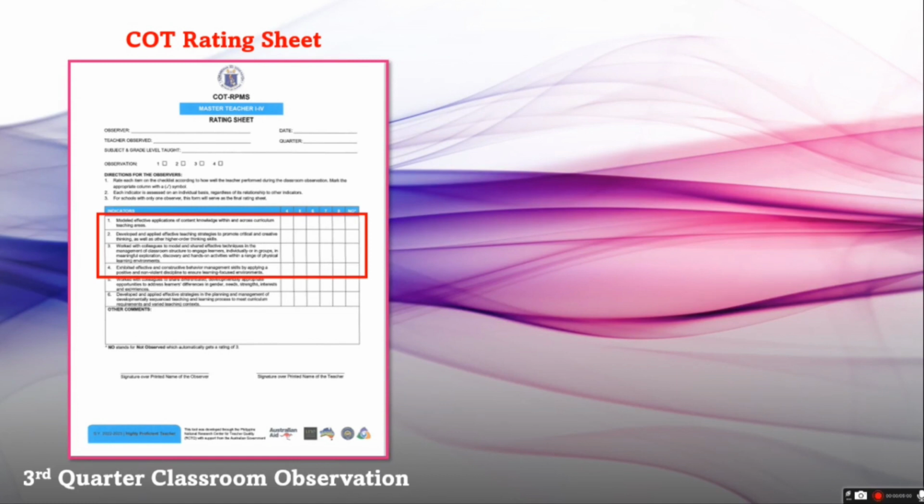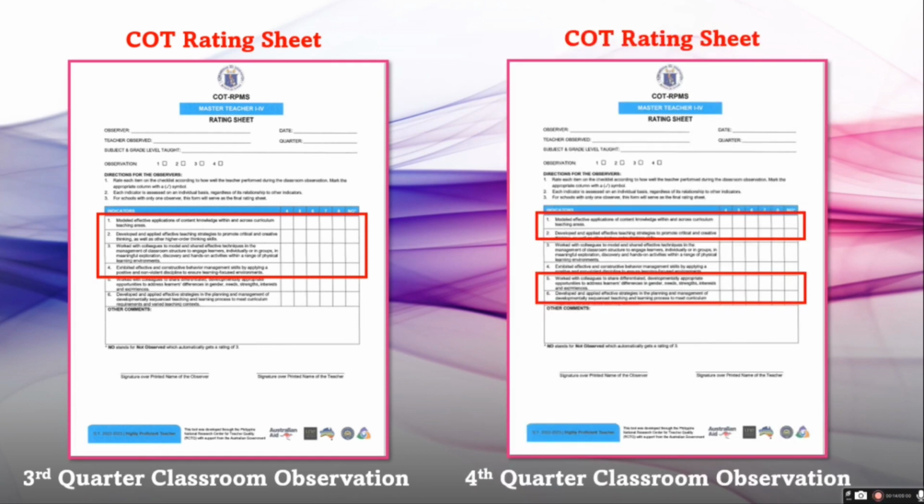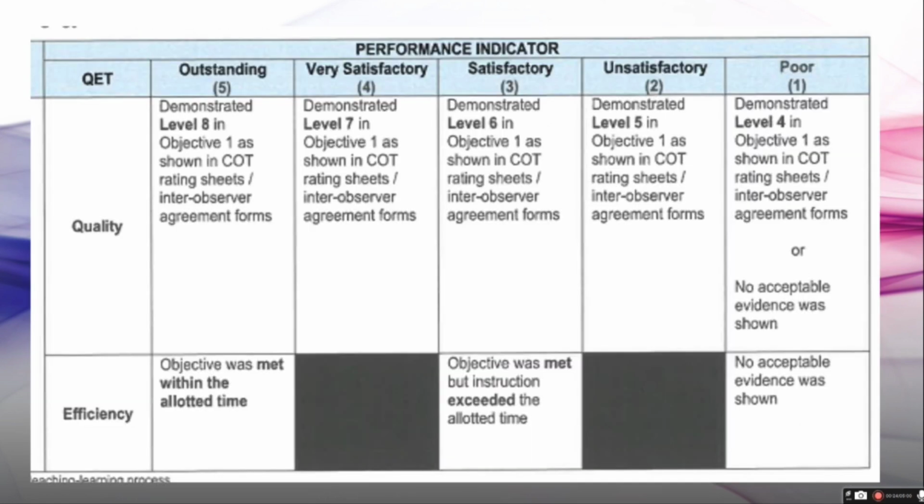Okay, so para po sa ating classroom observable indicator, ito po ang ating magiging COT rating sheet at ang indicators 1, 2, 3, and 4 lang po ang lalagyan ng score ni observer during the third quarter classroom observation. And for the fourth quarter classroom observation, ang lalagyan lang po ng rating ay ang indicators 1 and 2 and then indicators 5 and 6.